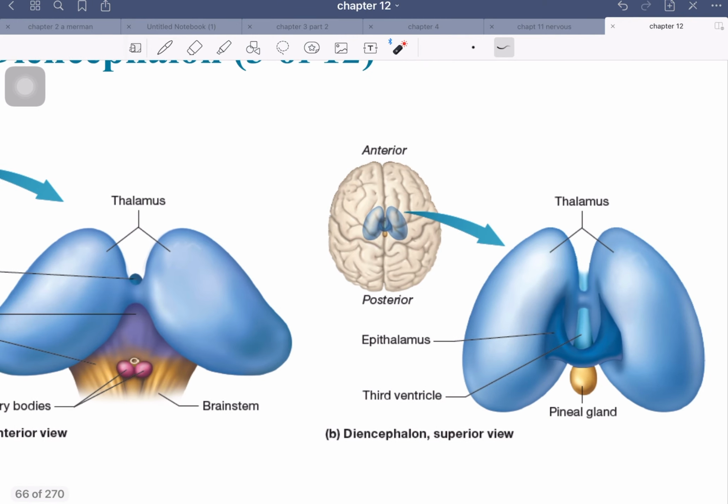So here's another view. You can see this is looking down because there's anterior, there's posterior, and you can see the two parts of the thalamus right there. You can see a bit of the pineal gland, which we'll talk about, and a third ventricle running between the two thalami here. And you can see some of the epithalamus.